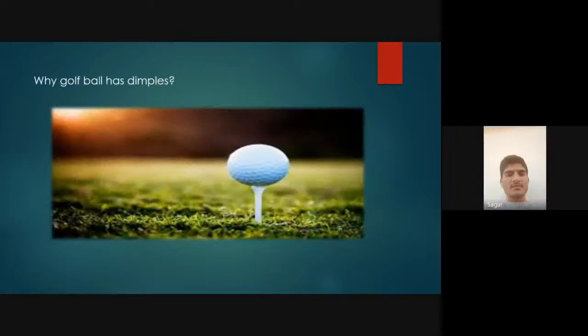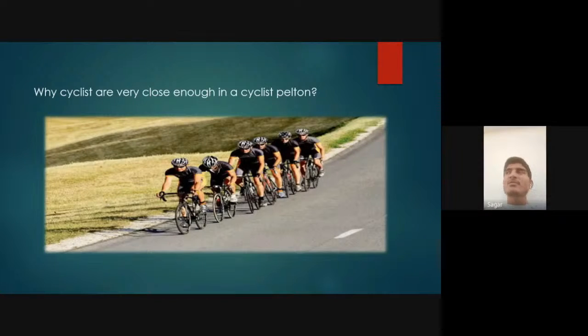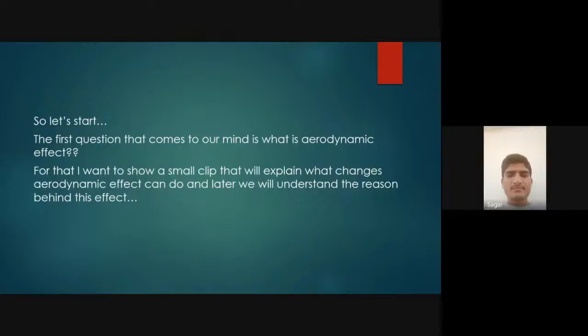next slide please. Yeah, why does a golf ball have dimples? Why are they not using a smooth ball? And the next question is, like, why are most of the cyclists very close to each other in a cyclist pattern? So these are some interesting questions. We are not aware of the reason behind this, but we will try to cover the reason behind it in this meet. So yeah, next slide please.